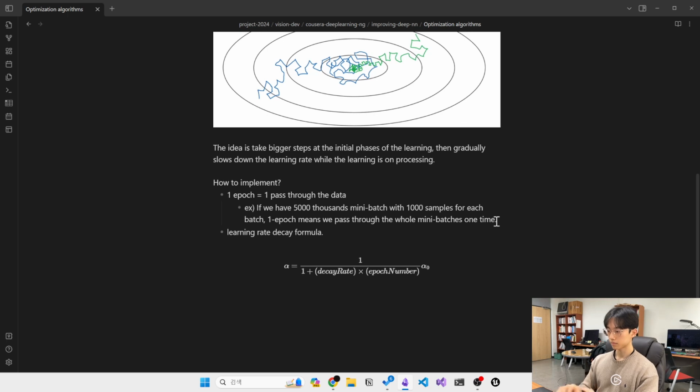So here's a concrete example. If you take several epochs, so several passes through your data, if alpha 0 is equal to 0.2 and the decay rate is equal to 1, then during your first epoch, alpha will be 1 over 1 plus 1 times alpha 0, so your learning rate will be 0.1. That's just evaluating this formula when the decay rate is equal to 1 and the epoch num is 1.